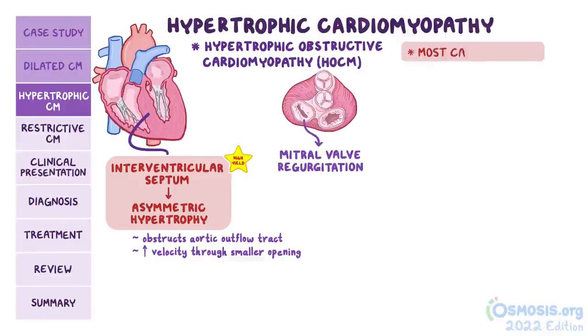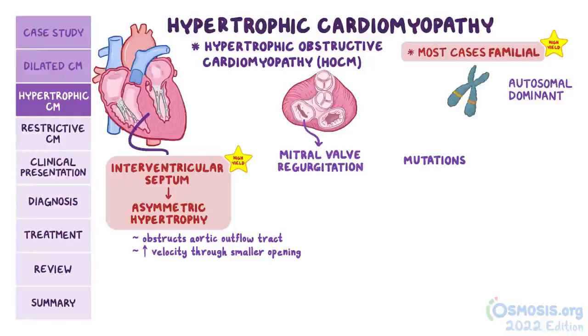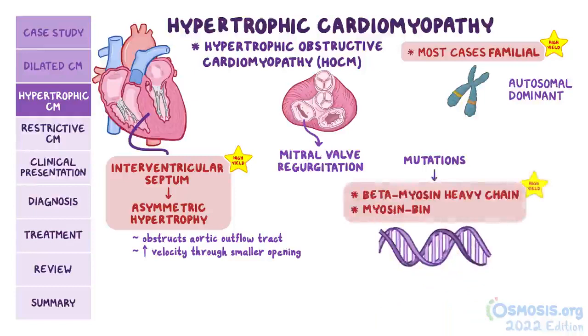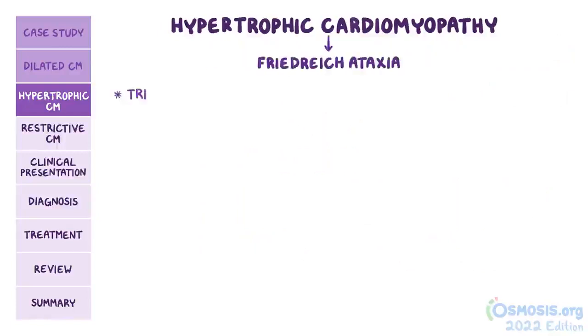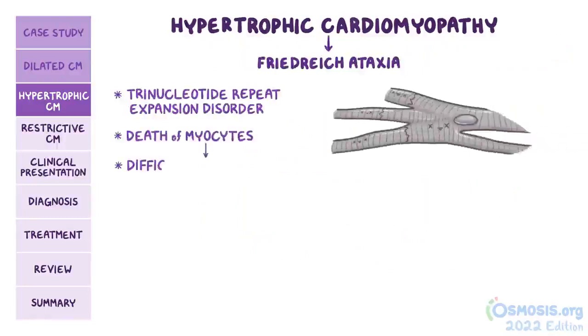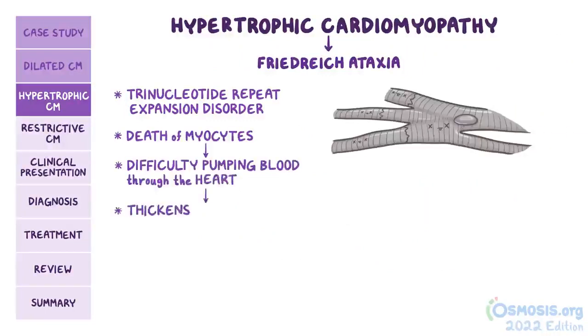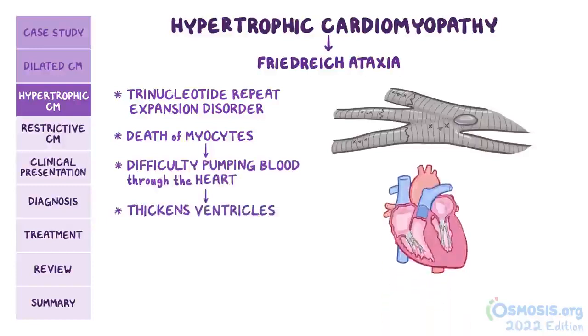Alright, now most cases of hypertrophic cardiomyopathy are familial and are inherited in an autosomal dominant fashion, so family history is an important clue. Mutations commonly affect genes coding for components of the cardiac muscle, such as beta-myosin heavy chain and myosin-binding protein C. Now, a commonly tested cause of hypertrophic cardiomyopathy is Friedreich ataxia. This is a trinucleotide repeat expansion disorder, where the death of myocytes leads to difficulty pumping blood through the heart, which thickens the heart's lower chambers or ventricles, leading to hypertrophic cardiomyopathy.